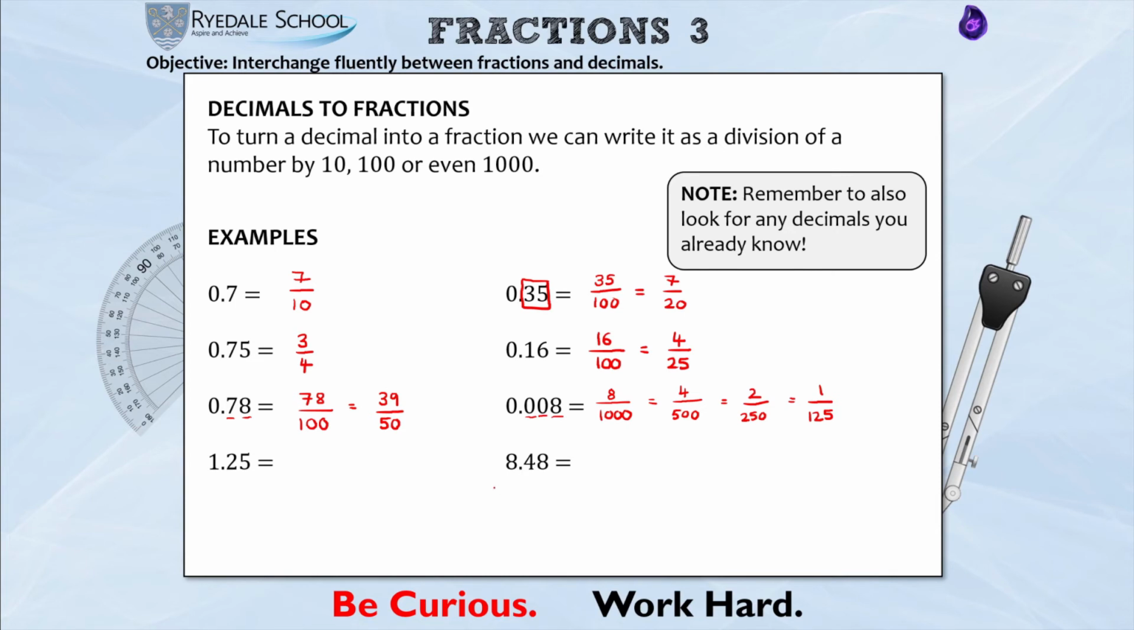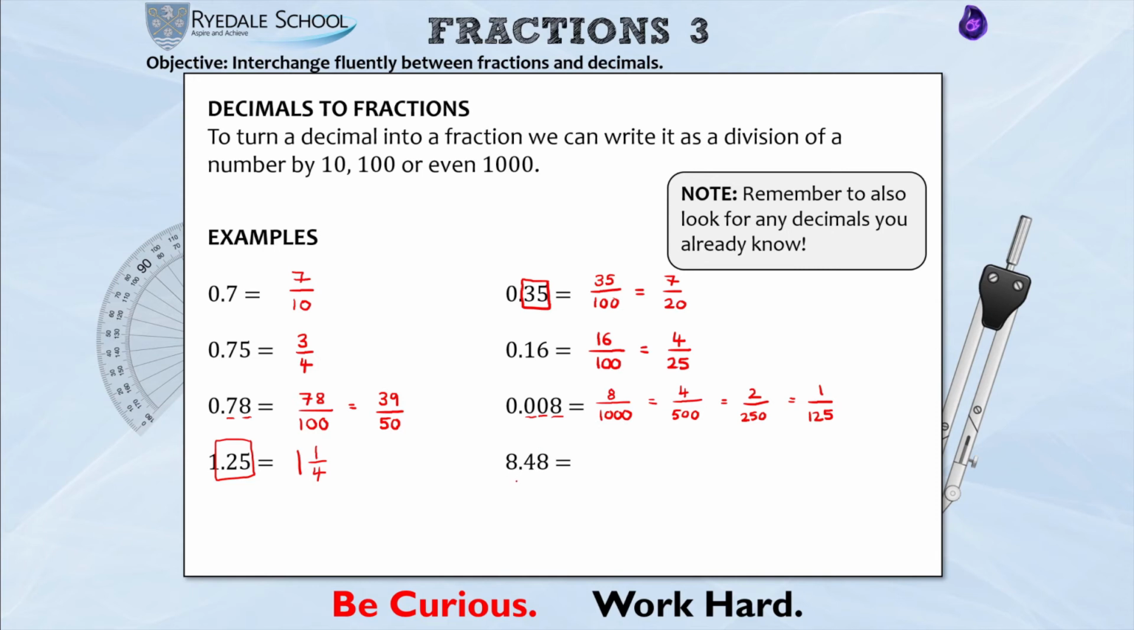Now, you might see some questions today that have some whole ones. The best way of thinking about these questions is just leaving the whole ones alone and then looking at the decimal. So for example, 1.25, we recognise the one whole one, but we also recognise that 0.25 is a quarter. So this one is just 1 and 1/4.